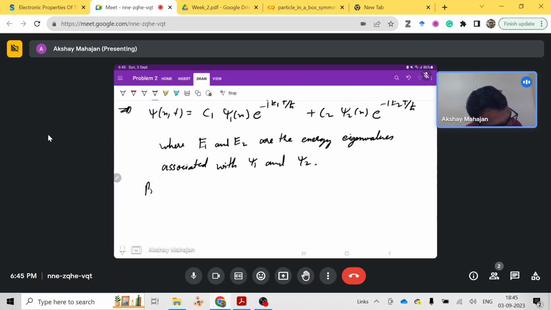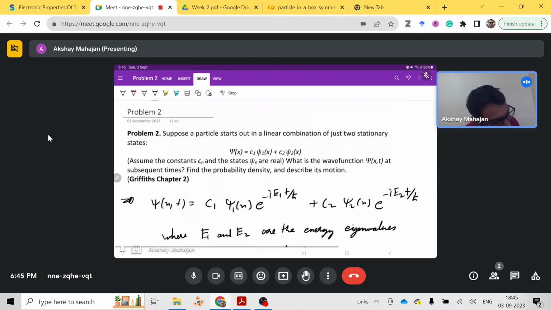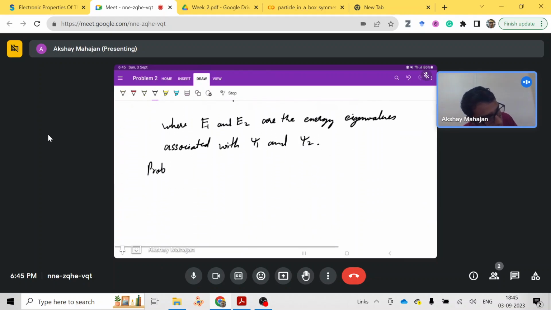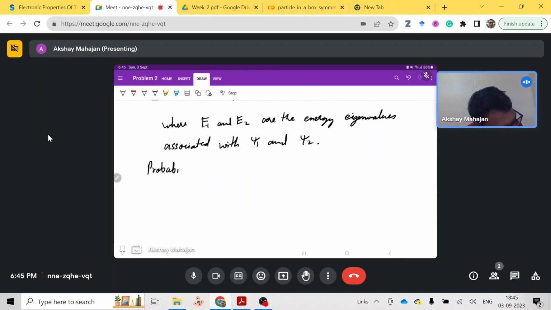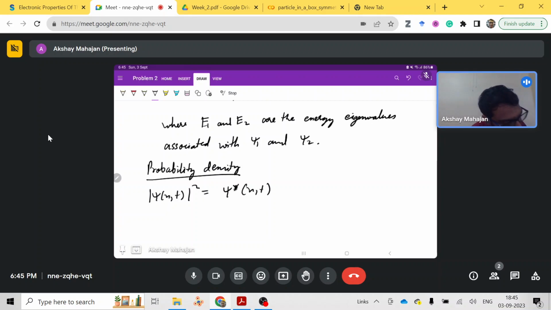So the next part is just psi of x comma t, easy. Now we have to find the probability density and describe its motion. The probability density is given by mod of psi of x comma t whole squared, that is psi star times psi, where star is the complex conjugate.